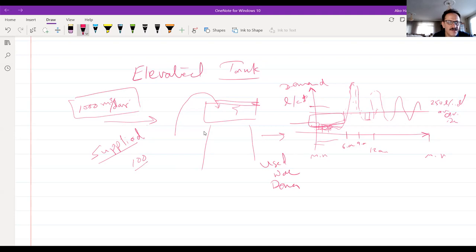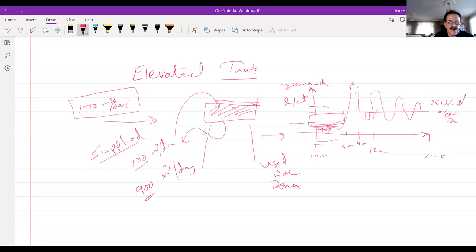So they may need only 100 meter cube per day. And what about the 900, the rest of the supplied water? Where shall we store it? We have to store it in a tank. So we need a storage tank, first of all, for holding the excess amount of water that will be supplied from the treatment plant to the city, and the city doesn't need it.